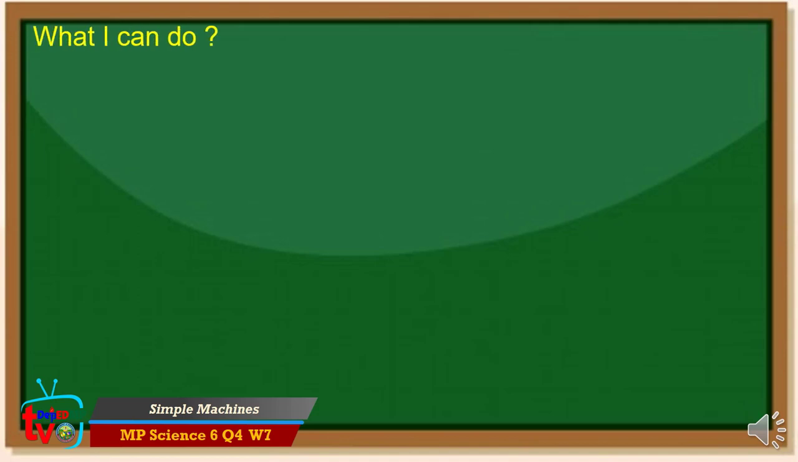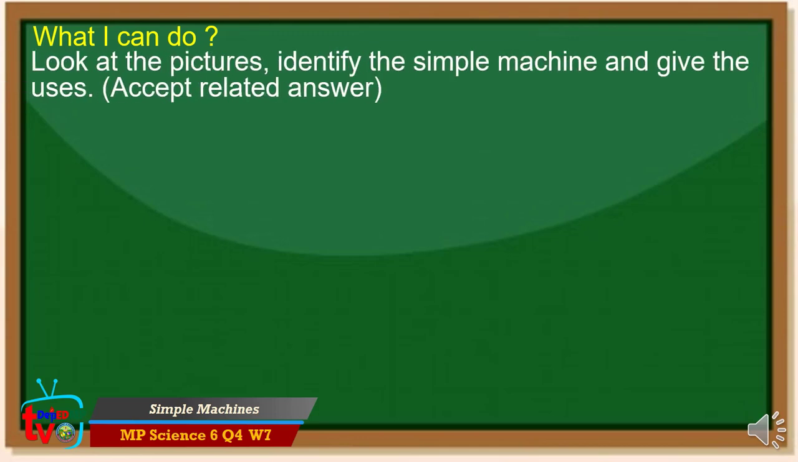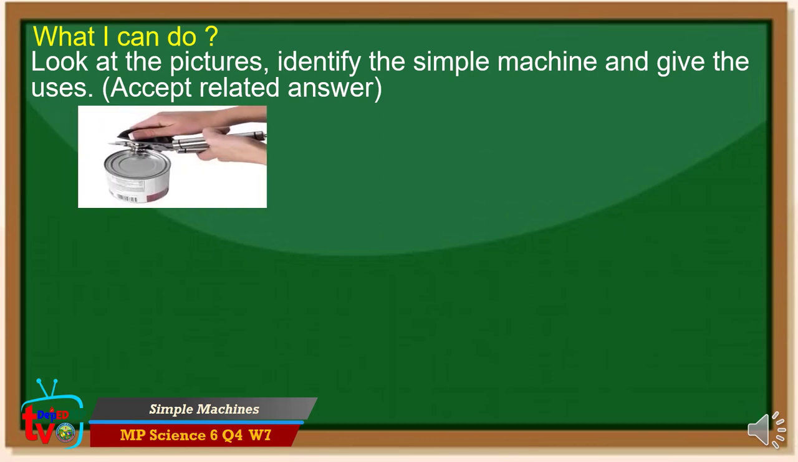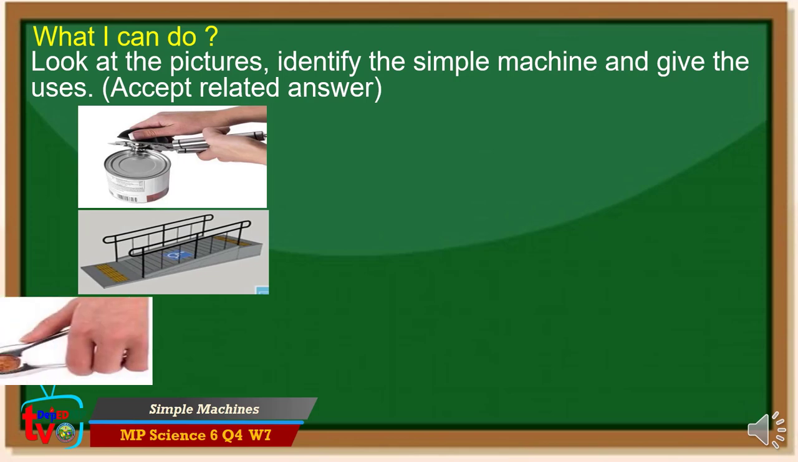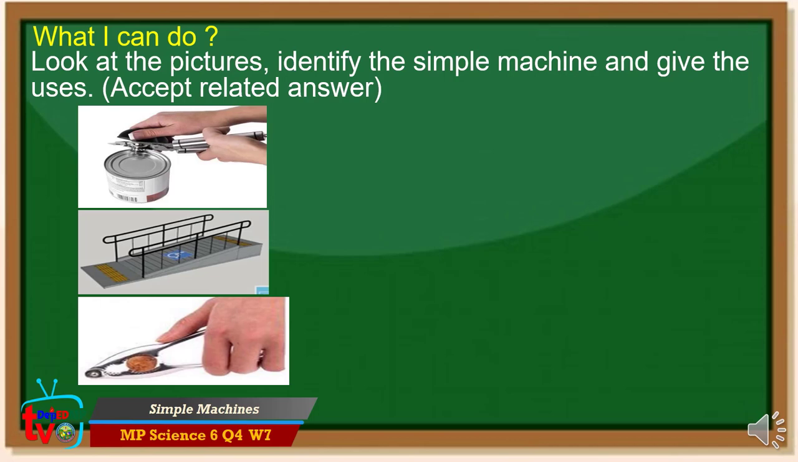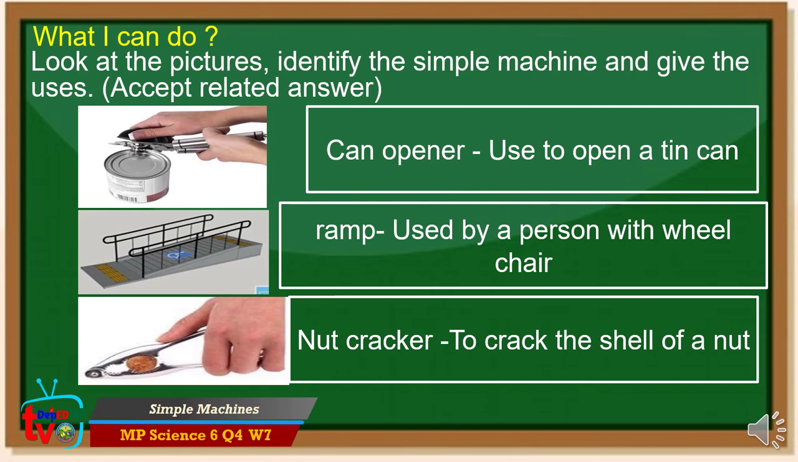We will go now with What I Can Do. Look at the pictures, identify the simple machine, and give the uses. Related answers are accepted. Number one is a can opener, used to open a tin can. Number two, it is a ramp, used by a person in a wheelchair. Number three picture, nutcracker, to crack the shell of a nut.